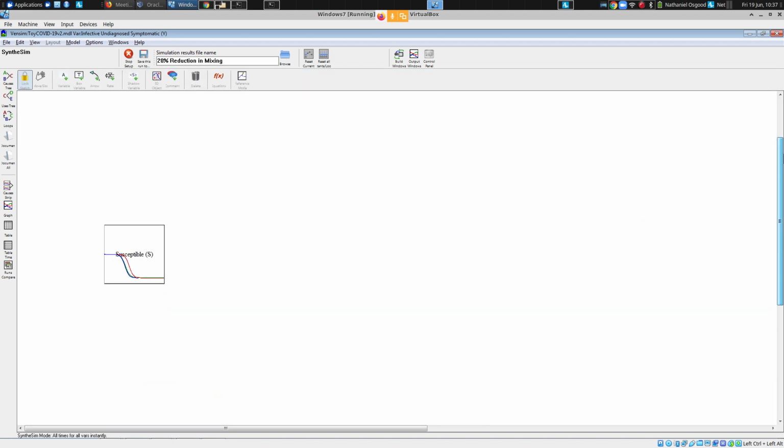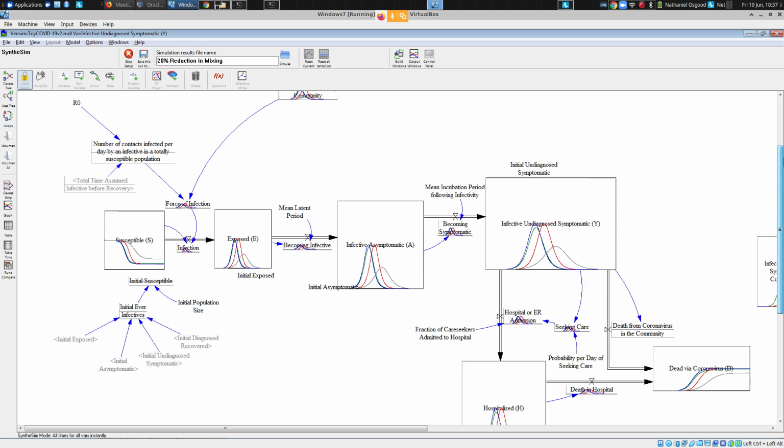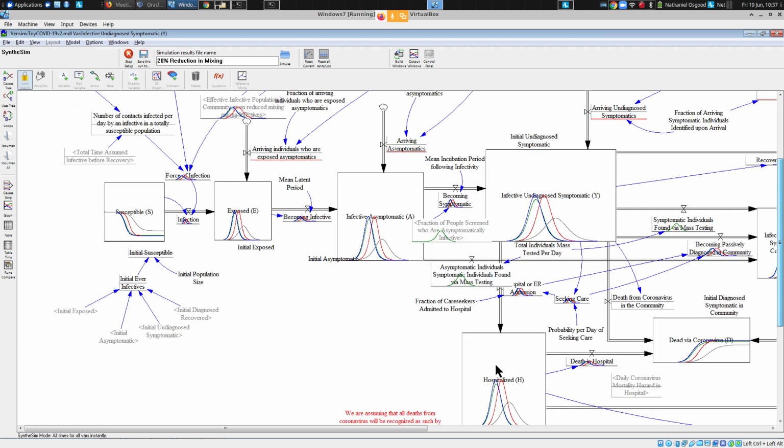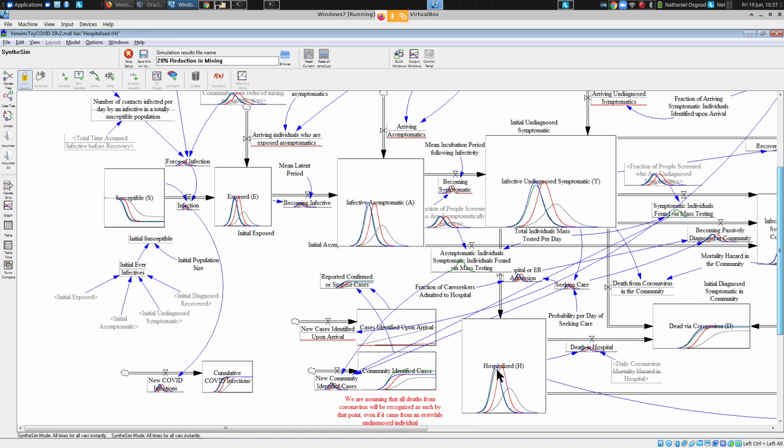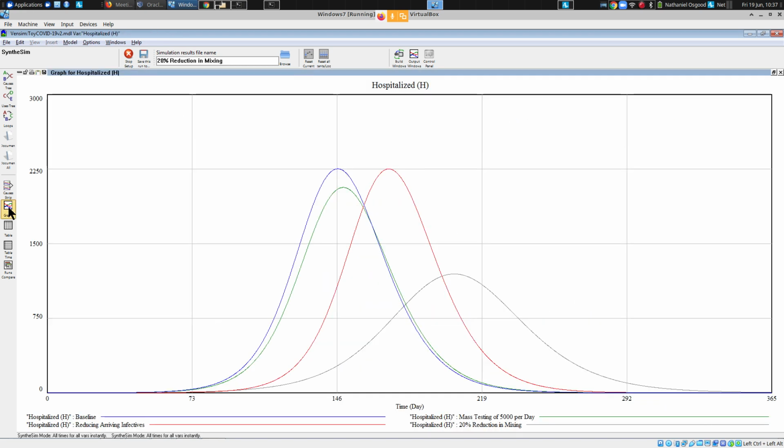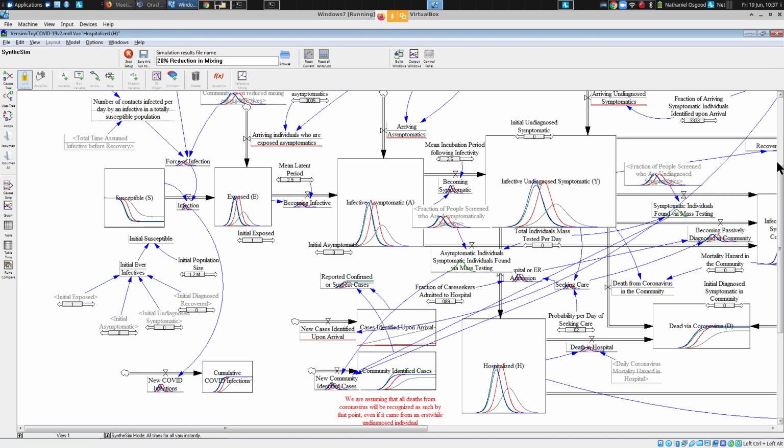So we might ask, well, what's the broader consequence of that? For example, in terms of the number of people in the hospital, how is that affected? Well, if you double-click on hospital and view that, it's reduced the peak number of people in the hospital from almost exactly 2,250 down to something closer to just over 1,000, probably around 1,100 or so. So that's pretty significant when you consider our hospital capacity. It's also spread it out. This is a so-called flattening of the curve. It's spread it out over a long period of time.